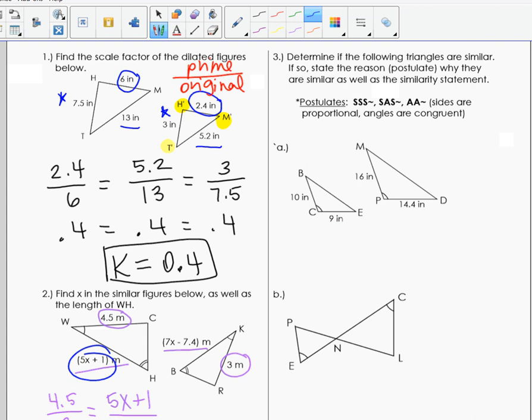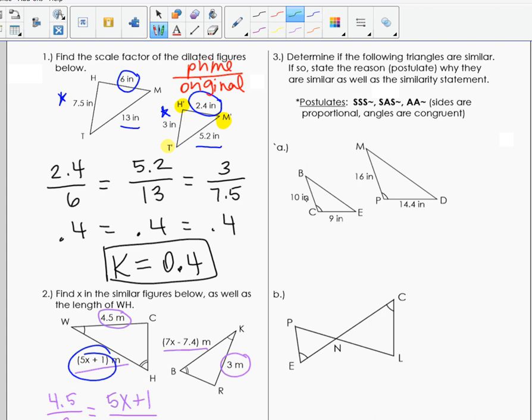Just because something looks like it should be side, angle, side doesn't mean it is. And just like something could look like side, side, side doesn't mean it is. You have to check that the sides are proportional. Okay, so if you look at A, obviously I'm hopefully thinking side, angle, side, right? We have 1 angle pair and then 2 sides.